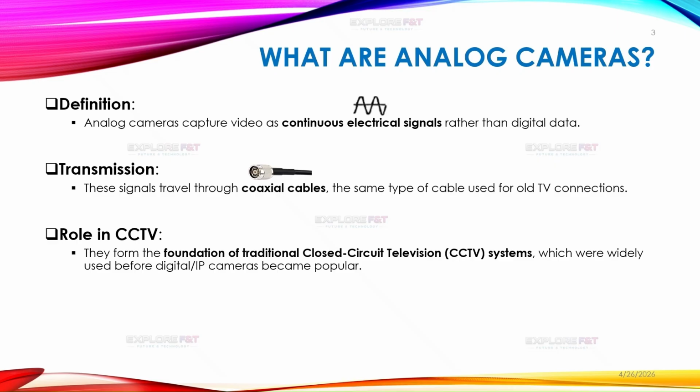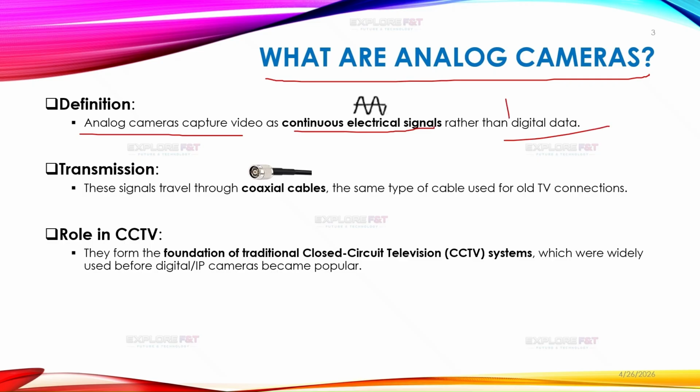Next slide. Here we will cover what analog cameras are, their definition, transmission, and role in CCTV. This is an analog camera. An analog camera captures video as a continuous electrical signal rather than digital data. After capturing, they transfer the data through a coaxial cable, the same type of cable we used in old TV connections.